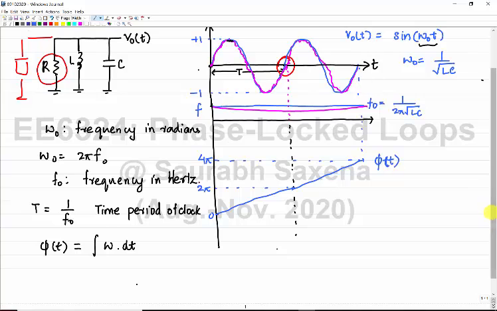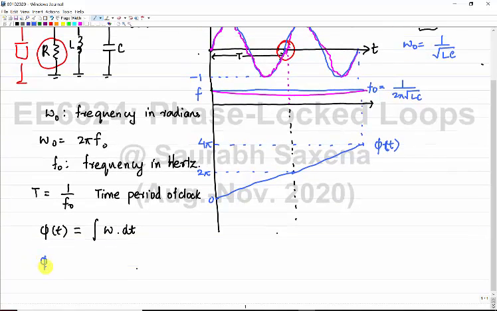How does this phase become 2 pi? If I look at the phase from 0 to time T, which is the time period of the signal, omega, if omega is fixed, is nothing but 2 pi by T, or 2 pi f naught, times dt. You integrate it, you get 2 pi. So the phase is accumulating like this.